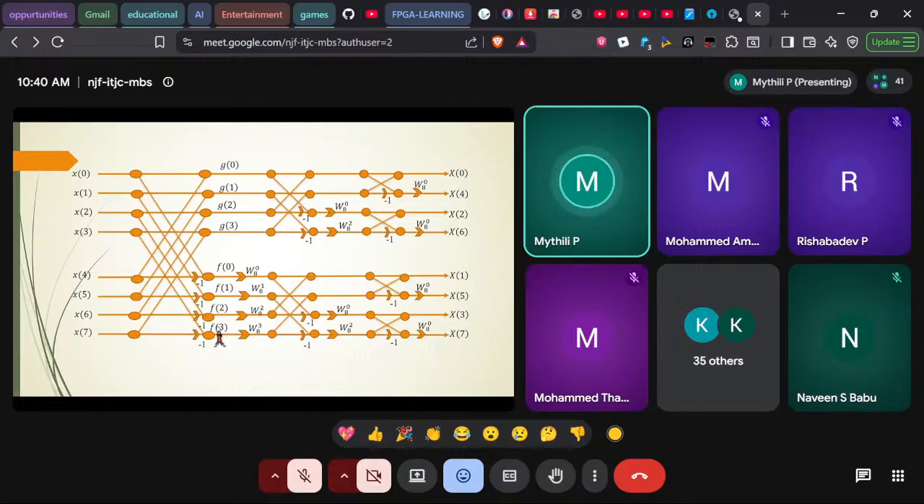And if you see the outputs, you can see the even part of the even spectrum, that is XE of K, will be on the top. The odd part of the even spectrum comes below that. This is the even part of the odd.